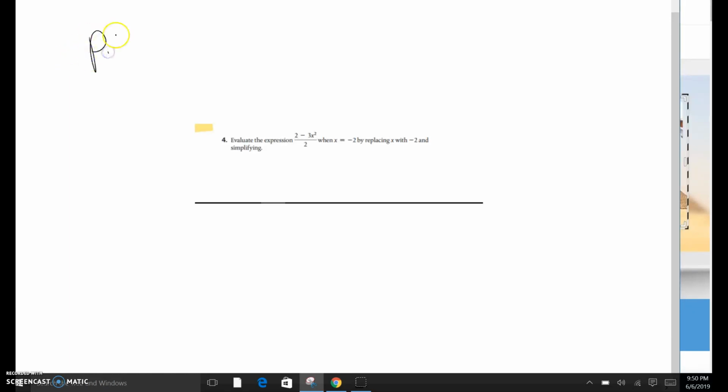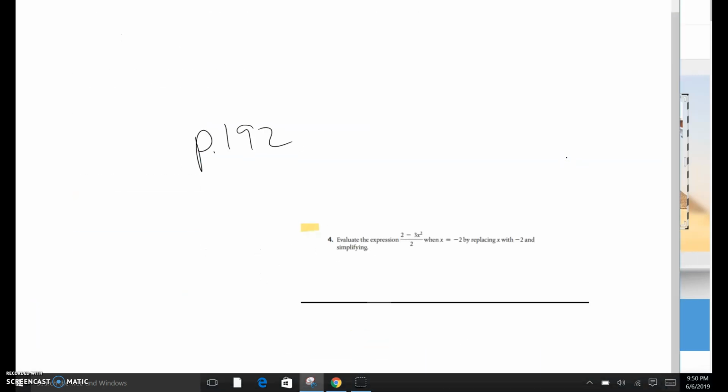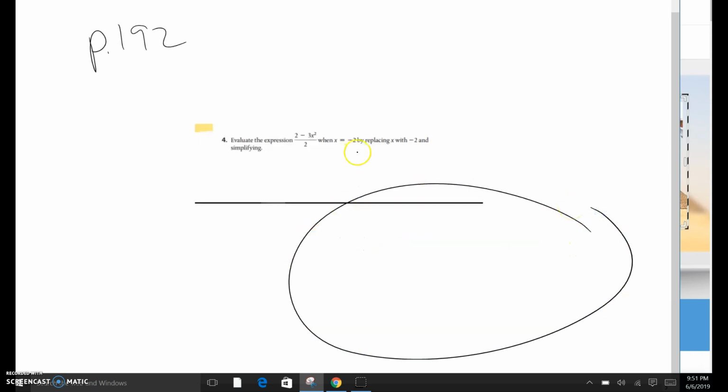And we're at the bottom of page, I think it's 192, the order of operation page, and there's a few things we just didn't quite get done. So, all right, let's look at this one. Here it talks about evaluating. So we need to sub in, x is a -2, so we need to sub in a -2.